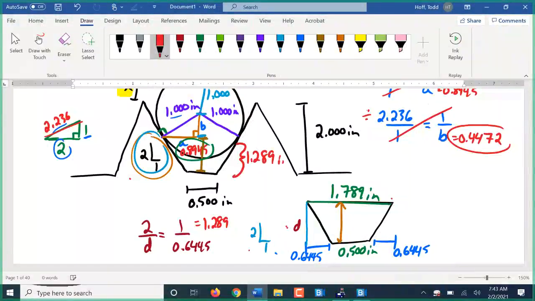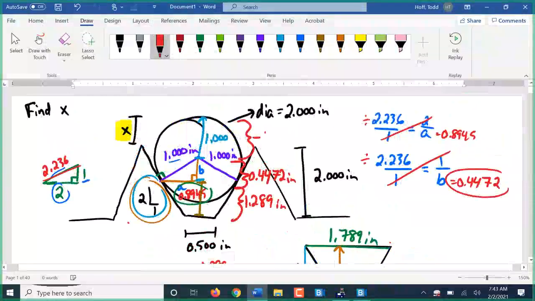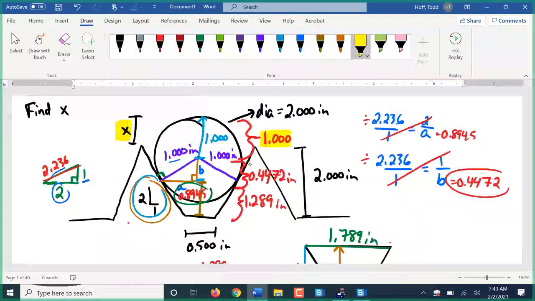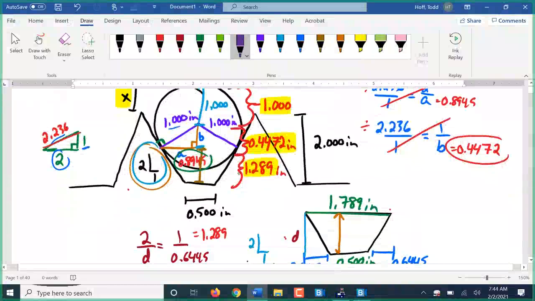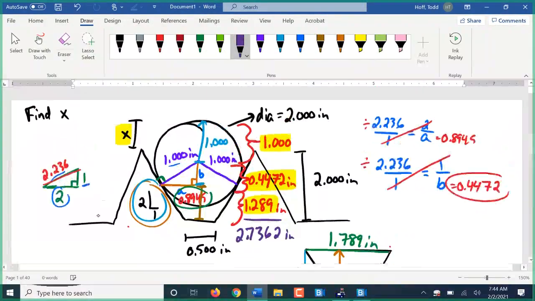So we have 1.289 here, 0.4472 here, and 1 inch exactly here. If we add those three together, oh, what do we get? 2.7362 inches is that total height. That's from the bottom all the way up to the top of the ball.